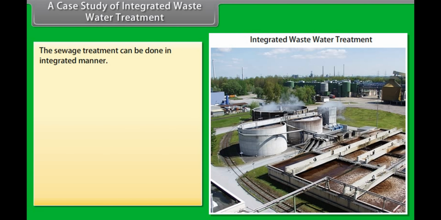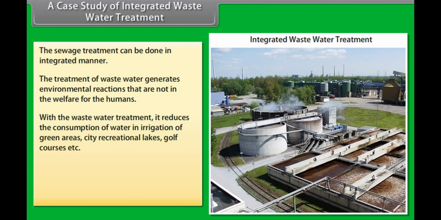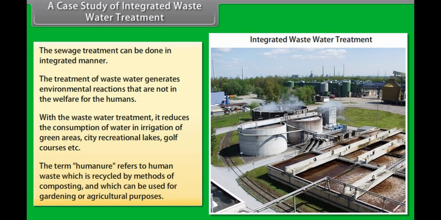A case study of integrated wastewater treatment. The sewage treatment can be done in an integrated manner. The treatment of wastewater generates environmental reactions that are for the welfare of humans. With wastewater treatment, it reduces the consumption of water in irrigation of green areas, city recreational lakes, golf courses, etc. The term human manure refers to human waste which is recycled by methods of composting and which can be used for gardening or agricultural purposes.